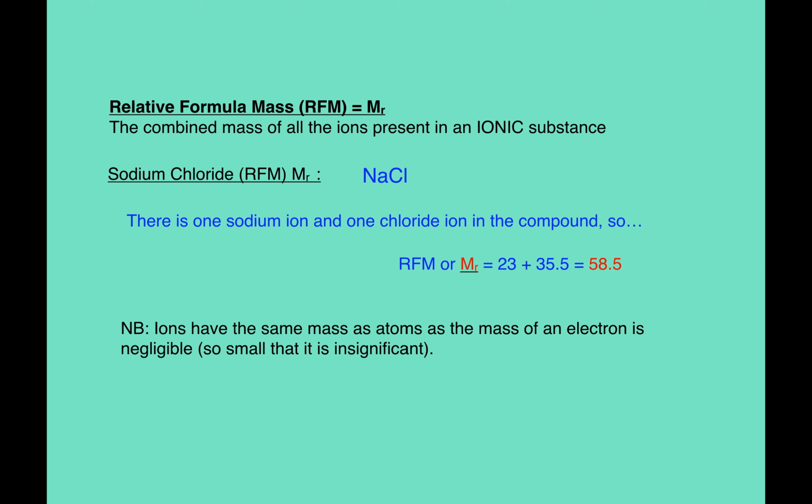Now we've said ions, not atoms, but you know that electrons have got a tiny mass compared to protons and neutrons. So ions are considered to have the same mass as atoms, as the mass of the electron is negligible. Negligible means it's so small that it's insignificant. It's not taken into account.